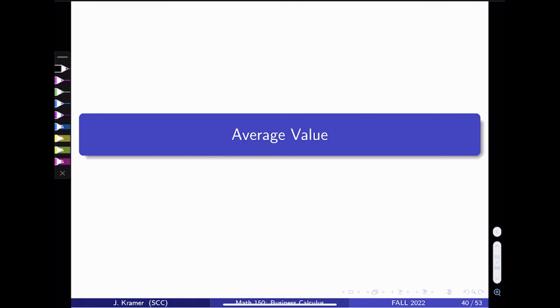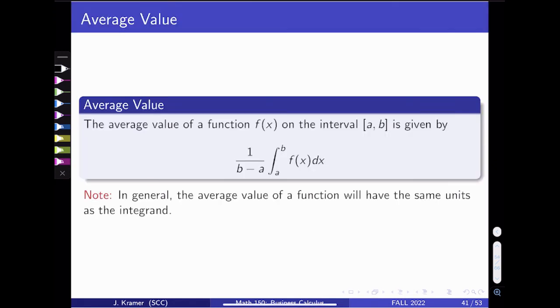The last topic we'll discuss will be average value. The average value of a function on the interval from a to b is 1 over b minus a times the integral from a to b of f of x dx. In general, the average value of a function will have the same units as the integrand, and remember the integrand is usually a rate of change.